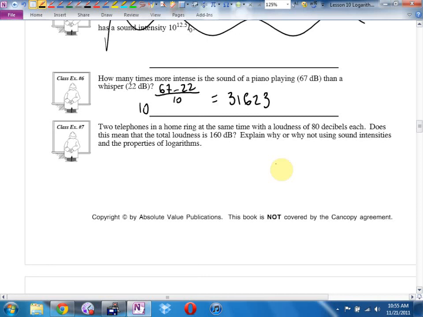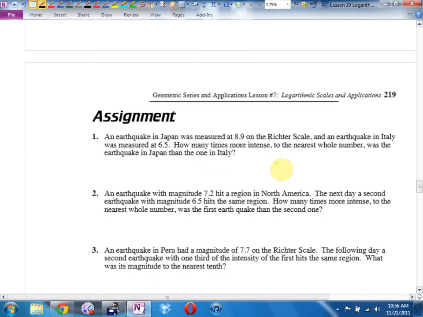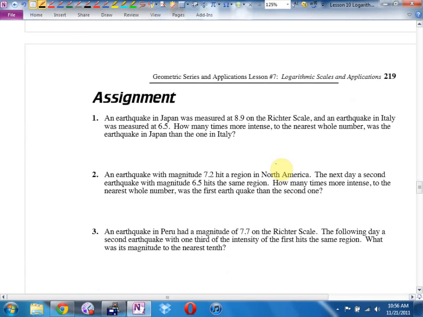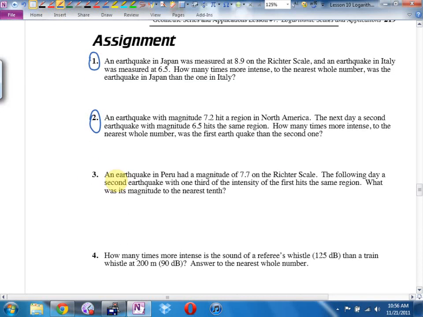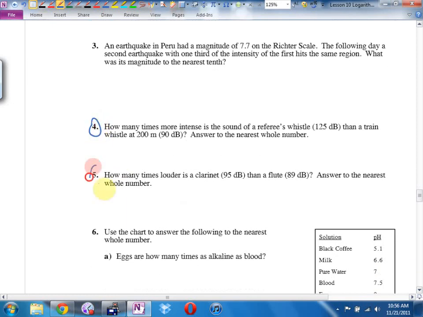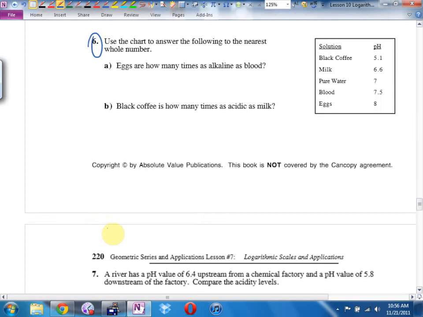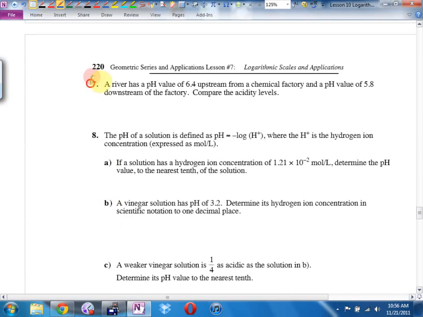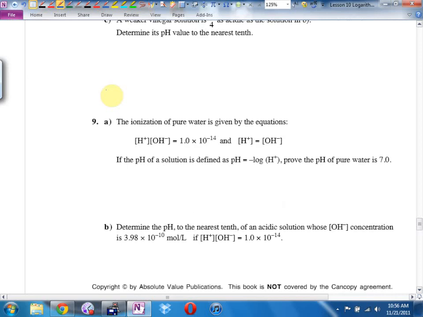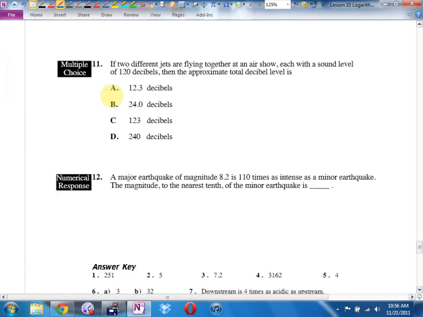Speaking of homework, page 219, number 1, number 2, 4, 5, 6, seven is good. Skip 8. Skip 9. Skip 10. 11 is the question where it's going to ask you to see if you have two jets flying together at 120 decibels each, what are they combined? I'll see if you can figure it out. If not, I'll talk about it next class. Number 12, in your take-home quiz.